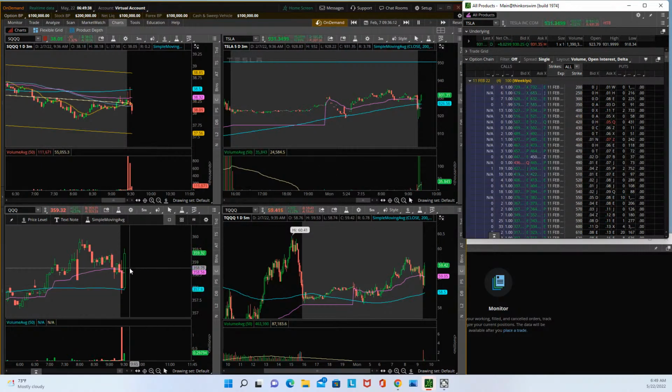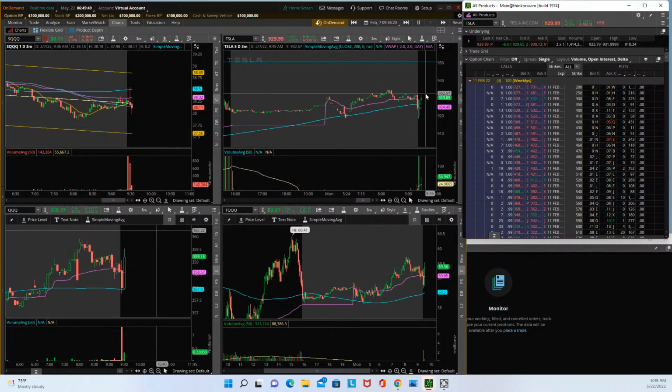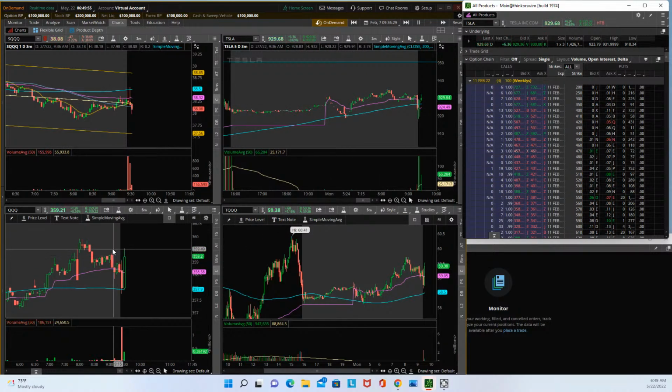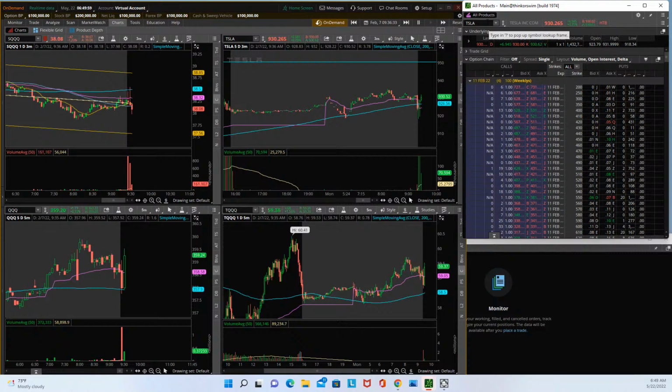Okay, so now we're making some action. So now we're going above, and now I'm reversing my bias and thinking, okay, maybe there is a push to the upside. Obviously 934 would be the key. Remember we said 360, so let's look at the QQQs.